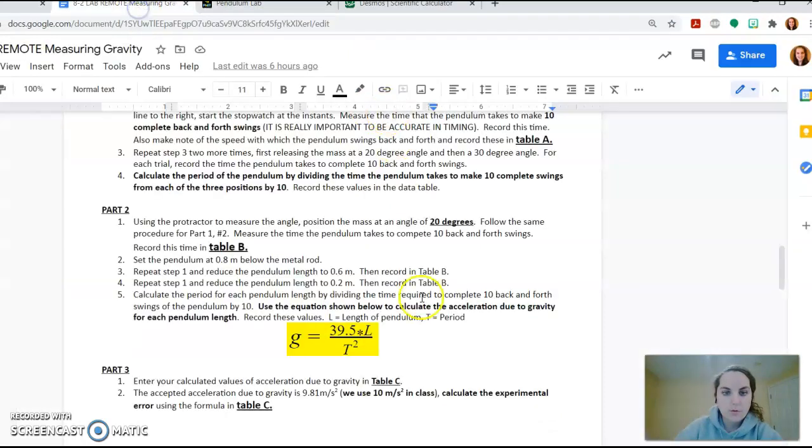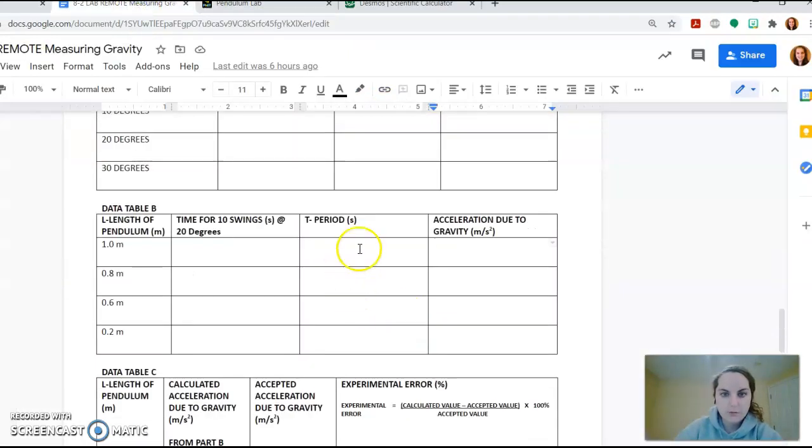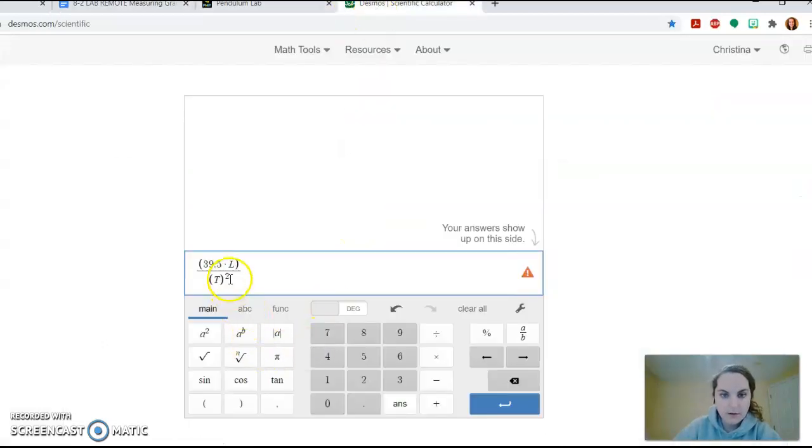So remember, if you go back to your lab, you've solved for this already. Okay, it was the total time for 10 swings divided by 10. So you're going to plug in that period time, and your length is right here on this column. Okay, so your length is going to be 39.5 times 1 meter, divided by your period squared. So make sure that you throw in that squared right there, otherwise you're going to come out with the wrong answer.